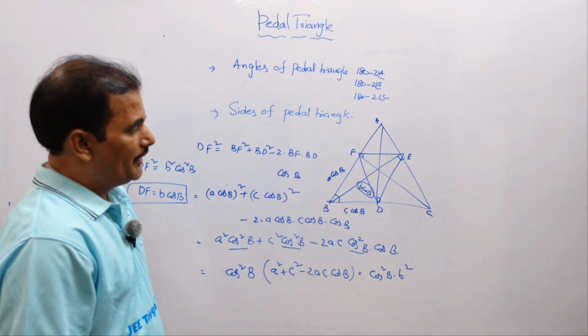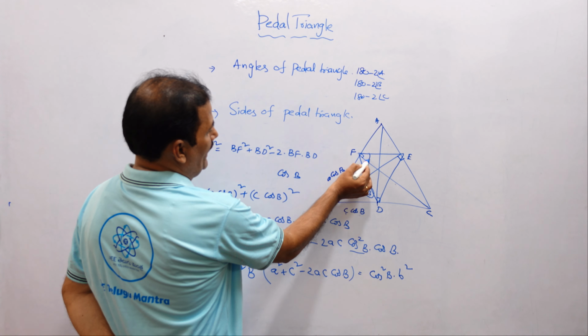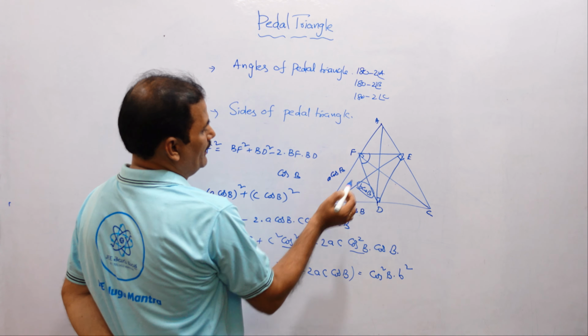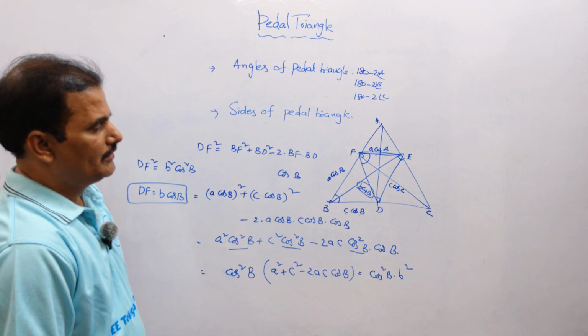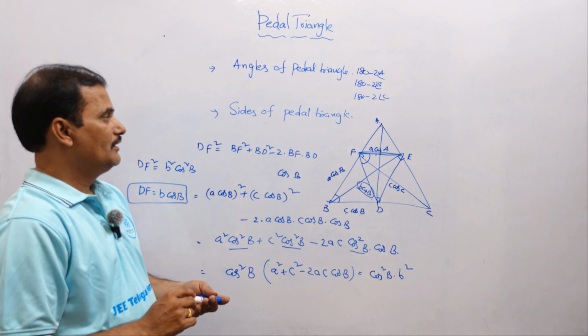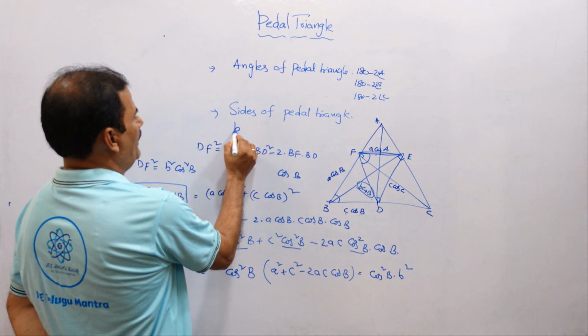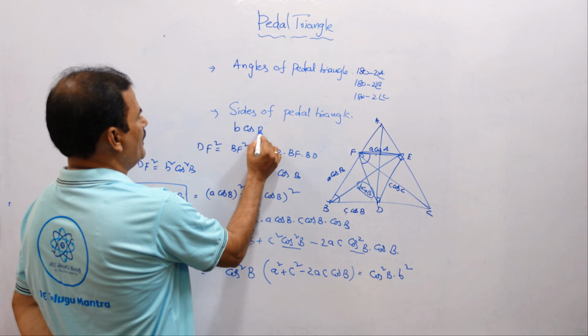Likewise, F angle, that will be EF side. EF side is opposite to the angle A. Therefore, this is B cos B and this is A cos A. And this side DE, what is C? Therefore, it is C cos C. Therefore, the sides of the pedal triangle are B cos B, C cos C, A cos A.